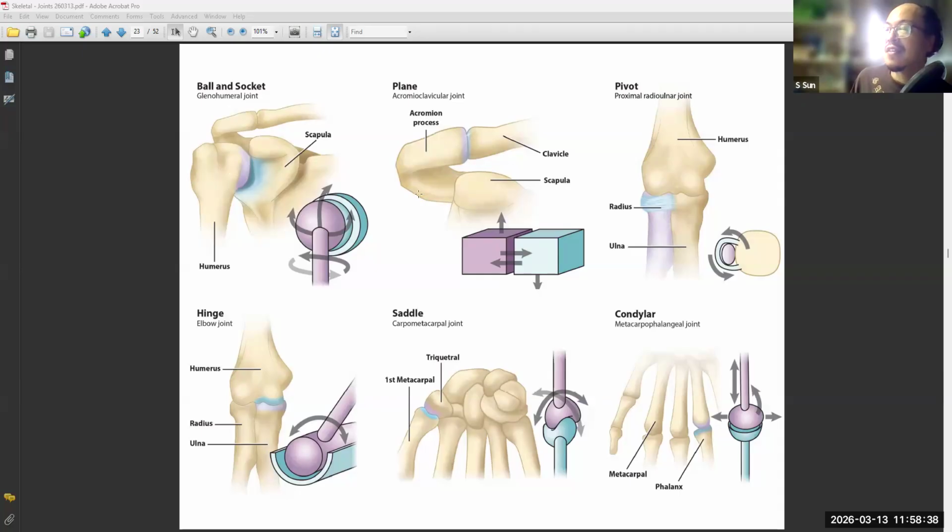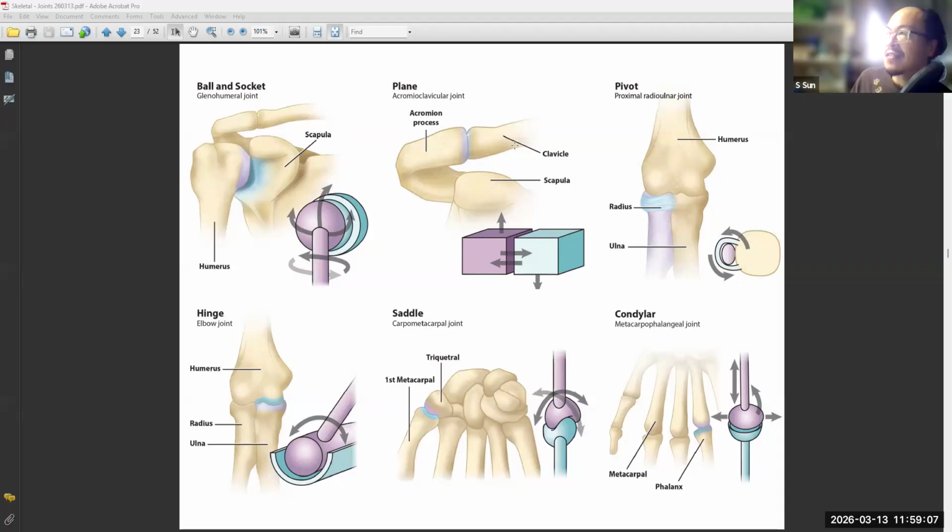Another type is called plane. You need to remember we didn't draw the synovial cavity, but all these joints are inside of synovial space. So it's very fascinating that it's not just bone, it's not just muscle. It has this fluid-like space, so this joint is in the fluid space. All right, so this is the plane.